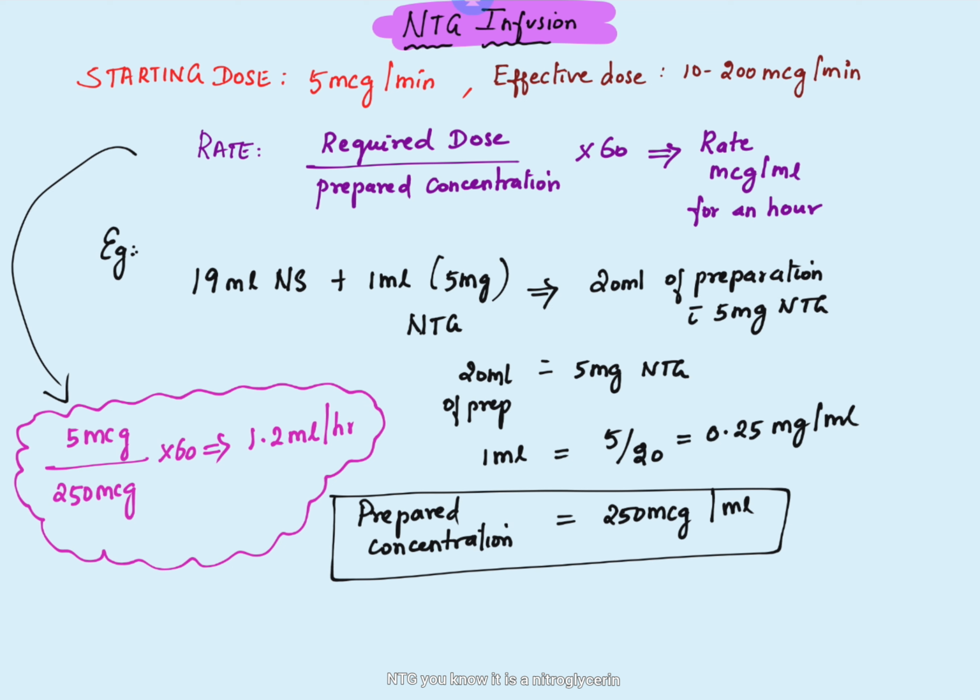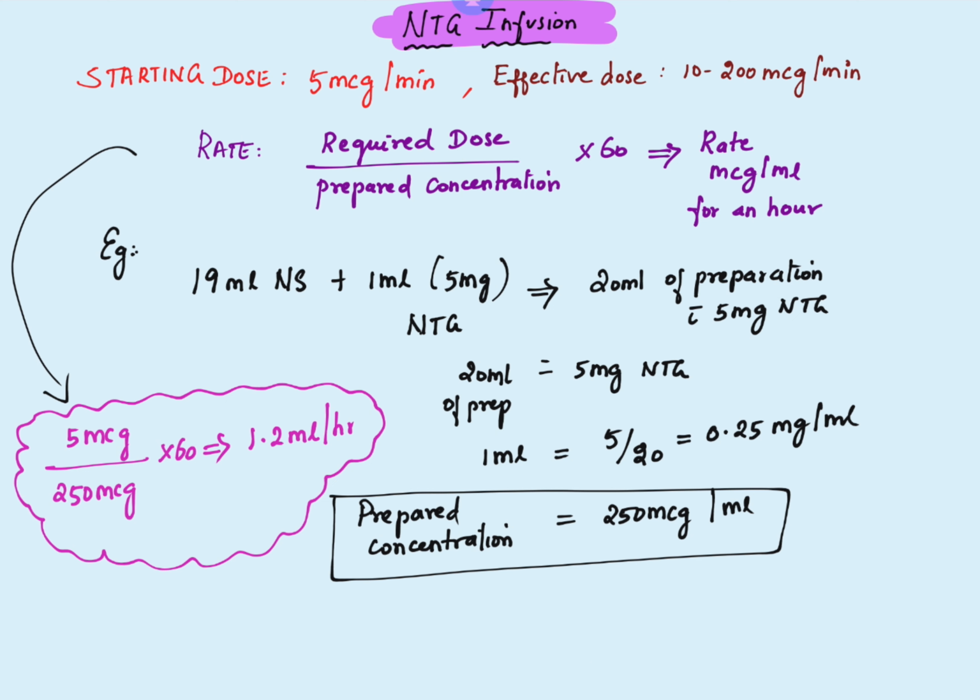NTG is nitroglycerin, which is a potent vasodilator. Mainly, it decreases the preload, and thus we can achieve blood pressure reduction. It can be used in various conditions, like acute coronary syndrome, pulmonary edema, heart failure with high BP, and resistant hypertension. In all these conditions we can use NTG.